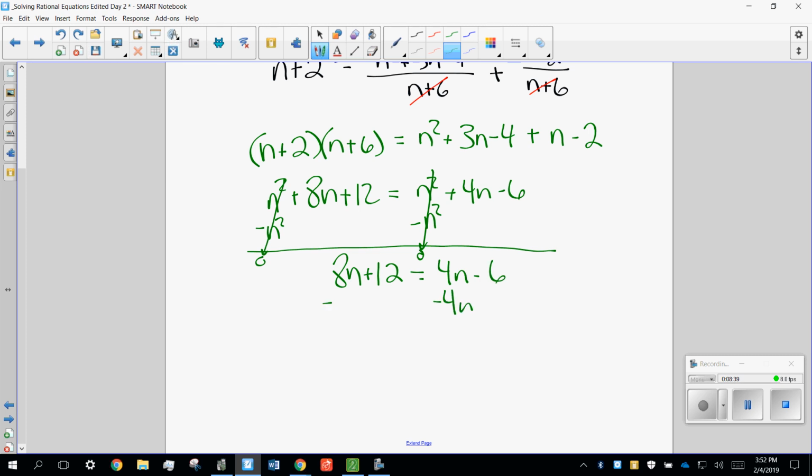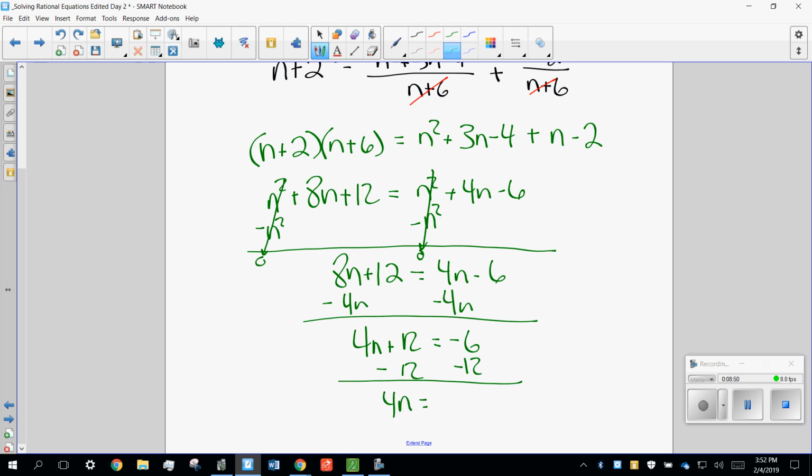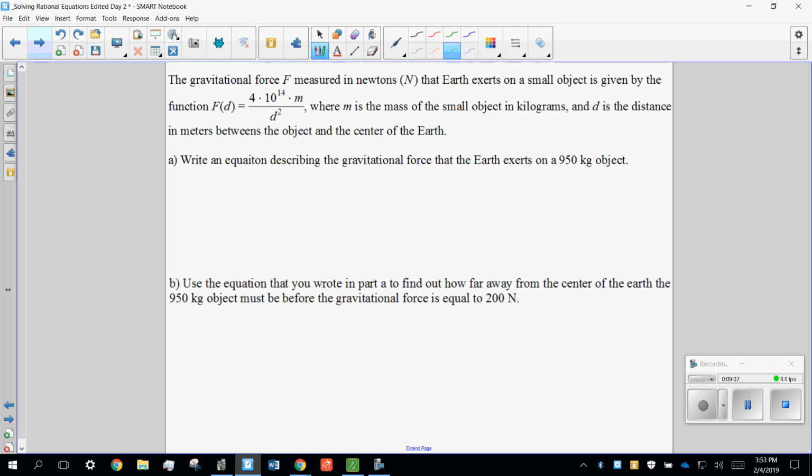Subtract 4n both sides, you get 4n plus 12 equals negative 6. Subtract 12 from both sides, 4n is negative 18. Divide by 4, you get n equals negative 18 over 4, but that can simplify to negative 9 over 2. So you're done. All right, I'm going to do the work problems. That way you can see those.